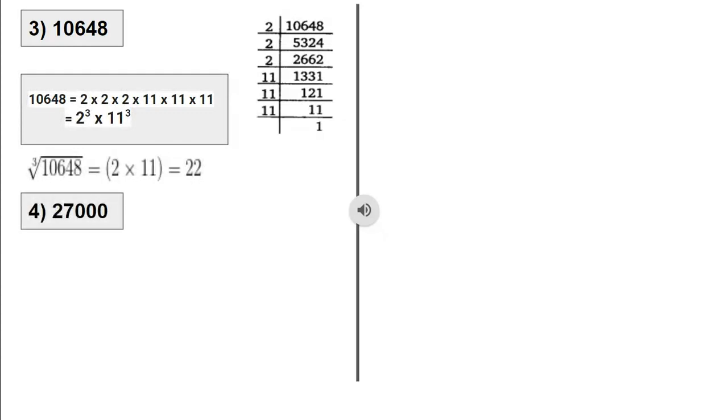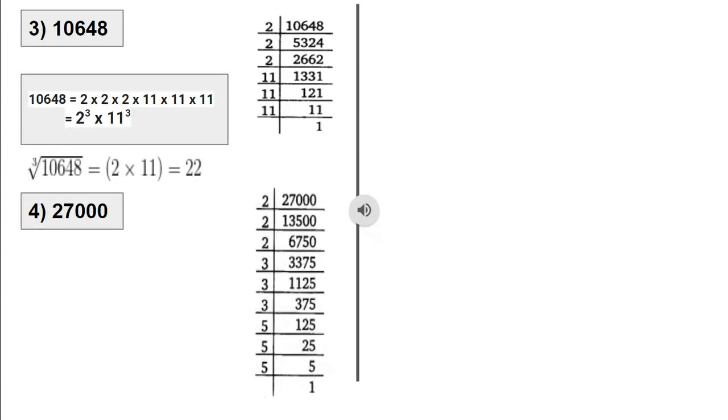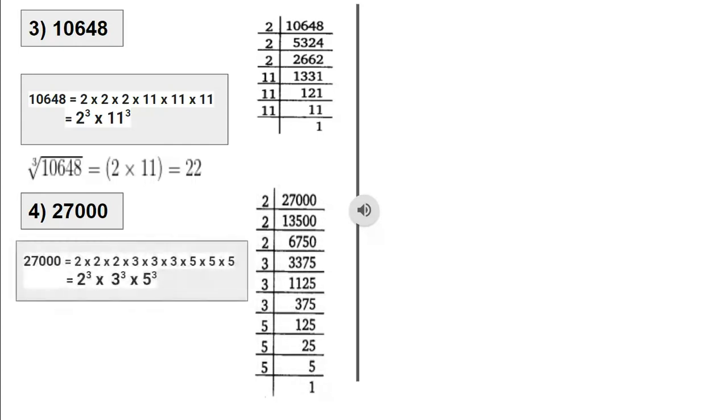Fourth number is 27,000. So here also by prime factorization we will get 2 into 2 into 2 into 3 into 3 into 3 into 5 into 5 into 5. So group of 3 we are having 2, 3 and 5 all. Isn't it? So 2 cube into 3 cube into 5 cube. So therefore cube root of 27,000 is equal to 2 into 3 into 5, that is 2 3s are 6, 6 5s are 30. So the answer is 30.